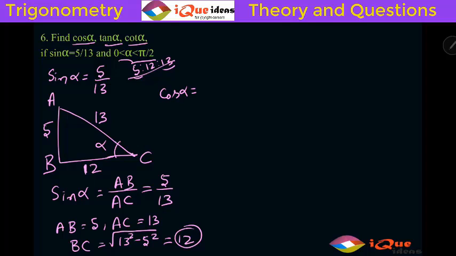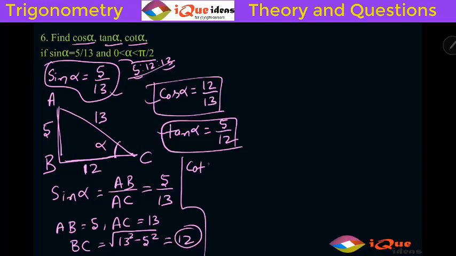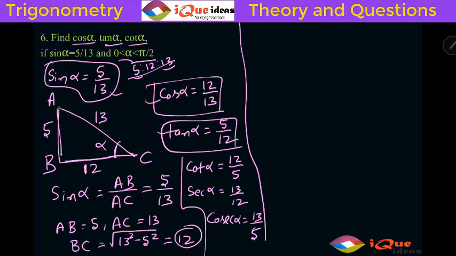Cos alpha will be equal to adjacent side upon hypotenuse. So adjacent side is 12, hypotenuse is 13, right? Tan alpha will be opposite side upon adjacent side. So it is 5 upon 12, right? Now we have already sin alpha, cos alpha and tan alpha. By inverting them, we can get cot alpha, sec alpha and cosec alpha. So cot alpha will be equal to 1 by tan alpha, that is invert of tan alpha, 12 by 5. Sec alpha will be equal to inverse of cos alpha, that is 13 by 12. And cosec alpha will be equal to inverse of sine, that is 13 by 5. Right? So this is one method of doing this question.